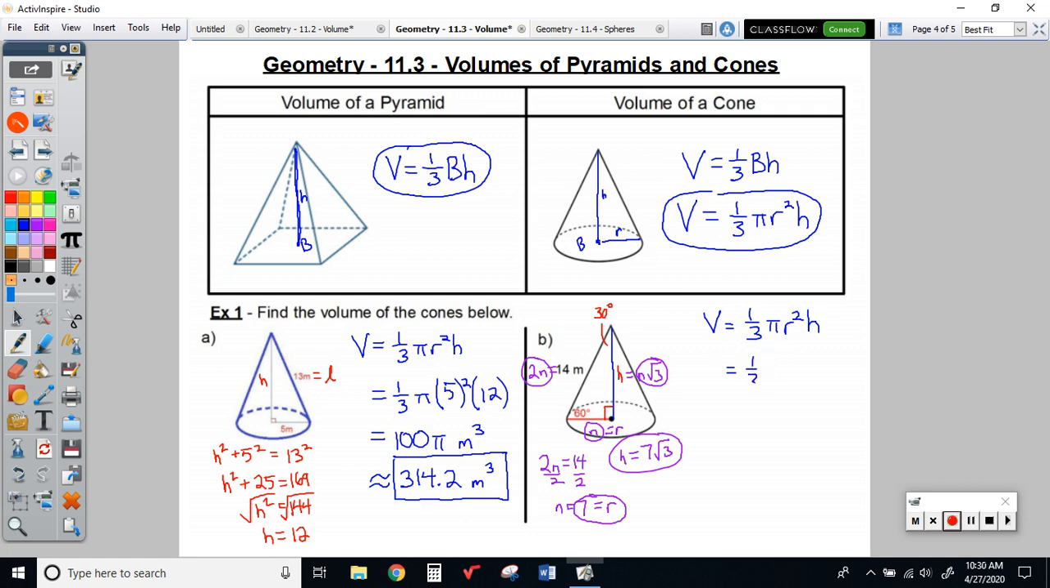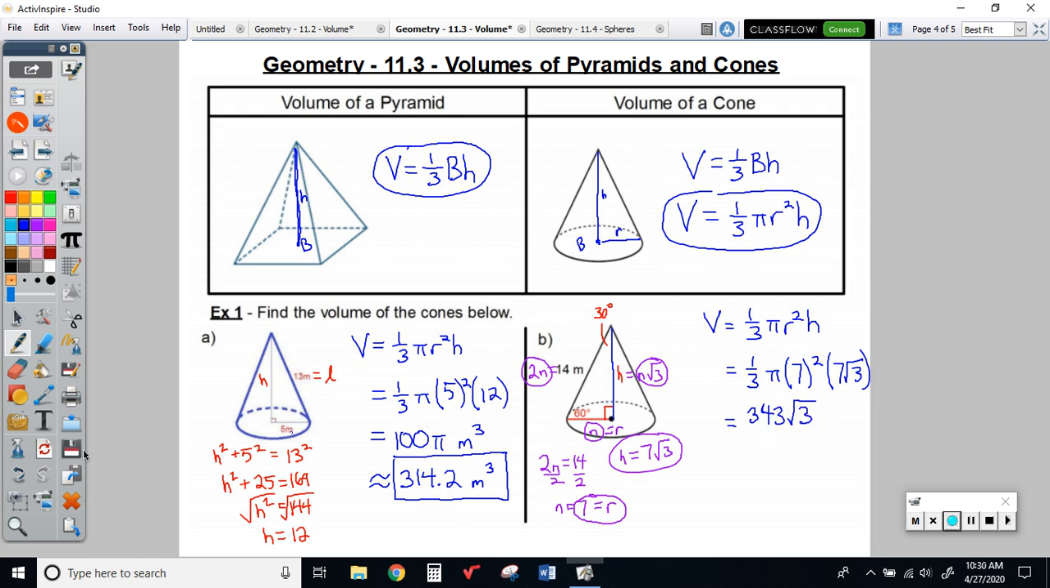And so I've got 1/3 times pi times 7 squared times 7 root 3. So I've got 1/3 of, and this would be 49 times 7, that's 343, sorry. So I've got 343, and that divided by 3 doesn't work out nice. So if you were to leave this exact, it would be 343 times the square root of 3.